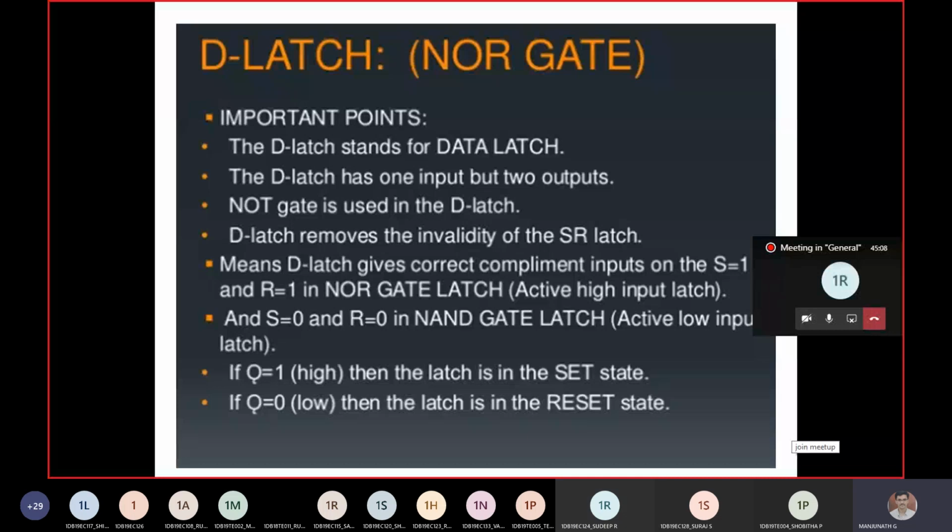Yes, sir. Okay. So now coming to the next part, that is your D latch. As we learned with respect to your SR latch, same way with respect to your D latch. Can anyone tell me what is the meaning of D? As SR means set and reset, what can be the expansion of D here? Data latch. Good. So one is data and one more is delay.